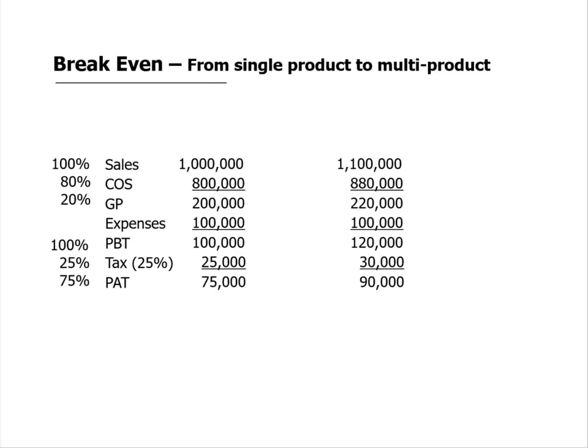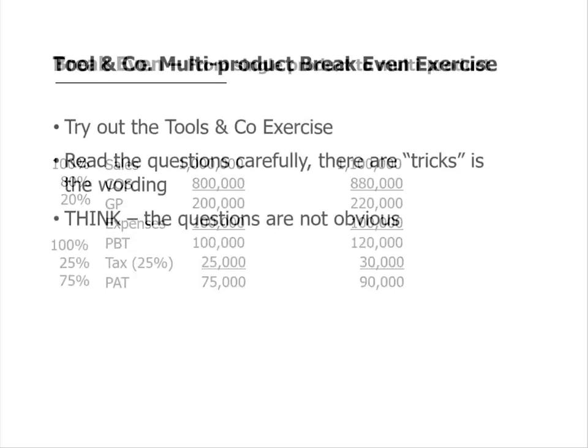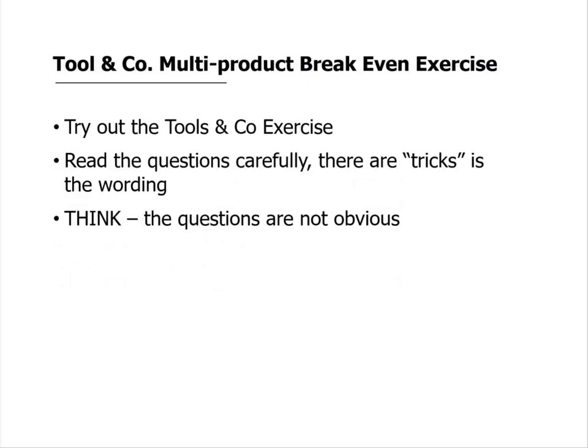Okay, so given this information, we're going to do an exercise that involves a multi-product business and uses percentages. So this business is called Tools & Co. Look out for it in the downloads folder. Read the questions carefully. There are lots of tricks in the wording. And the reason why I put those tricks in there is so that you can come to terms with the lingo and the language that gets used within the accounting world. And think carefully about the questions, because sometimes it's not obvious what they are asking for.